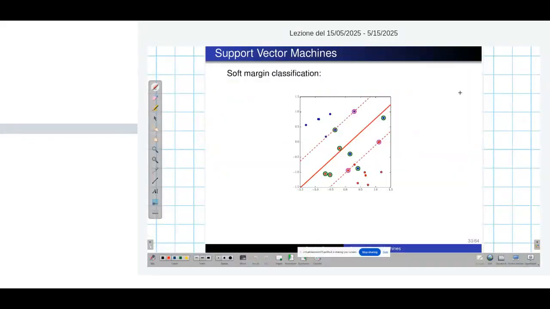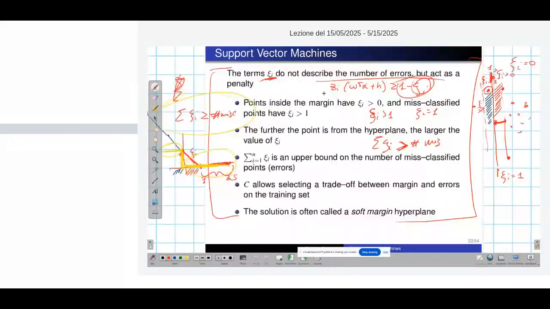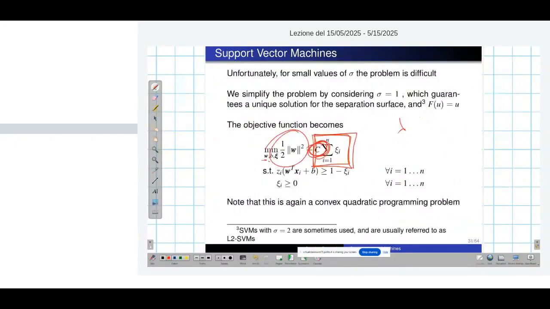Now the primal variables are these three. We want to minimize the model with respect to W, B, and the amount of displacement that I allow for my model. I want to minimize this expression in terms of W, B, and the value that measures how much a point is inside the margin. So these are all primal variables.